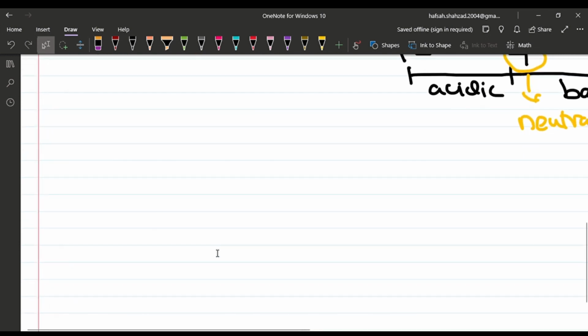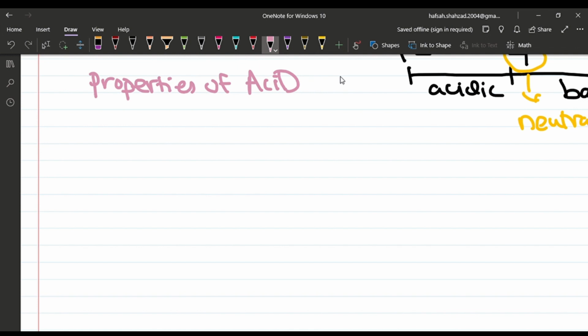Now we'll be discussing the properties of acid. Properties of acid are again simple, straightforward, and easy. I like to use different colors, that's just me. Now, acidic properties. These are very important points. They can be asked in the theory section for 2 to 3 marks, or even in MCQs.